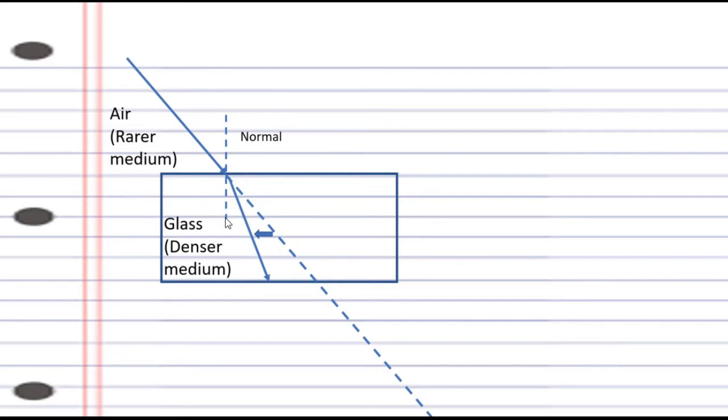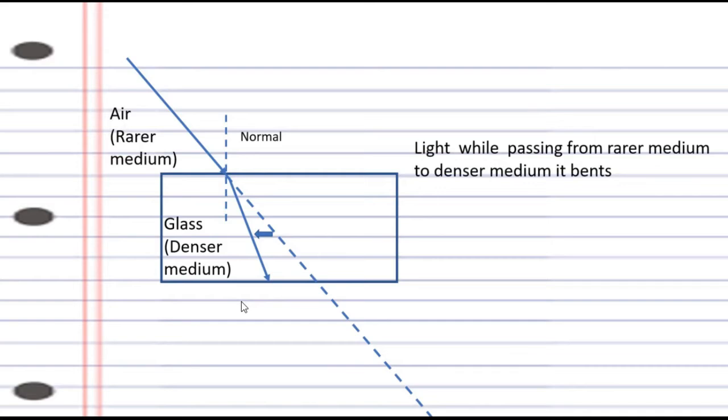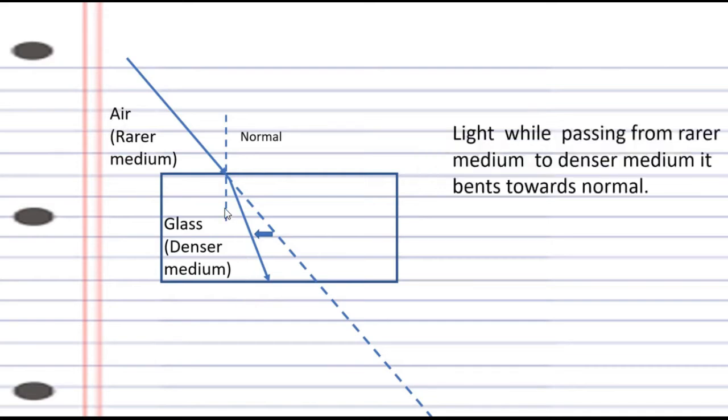Point to be noted here: when light passes from a rarer medium to a denser medium, it always bends towards the normal. This is the normal. This is a very important point for future diagrams. So let me repeat: light, while passing from a rarer medium to a denser medium, instead of going in its direction, moves towards the normal. This is the normal.